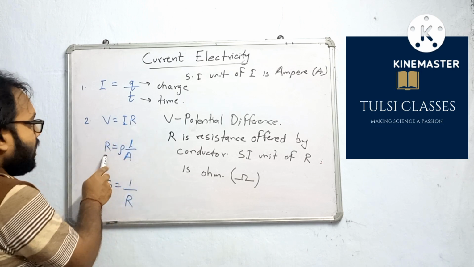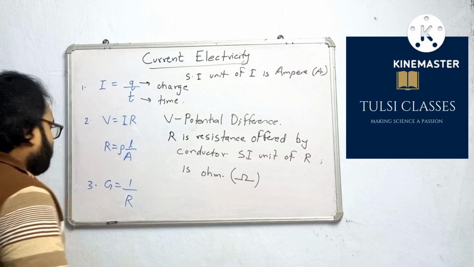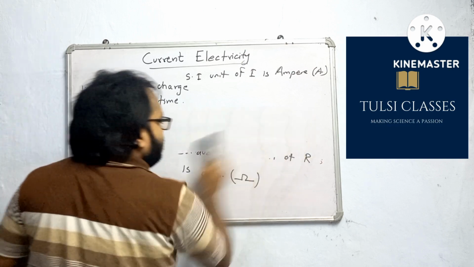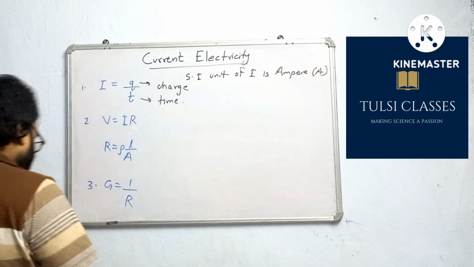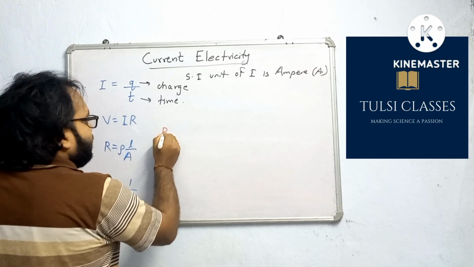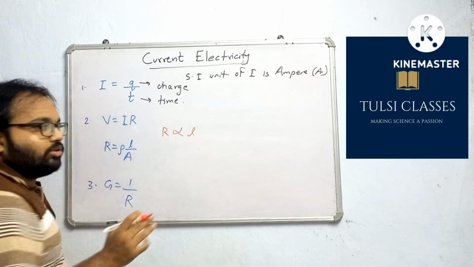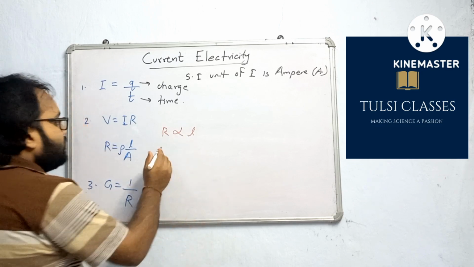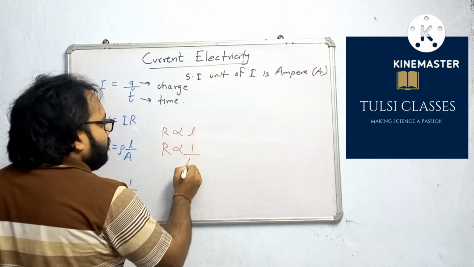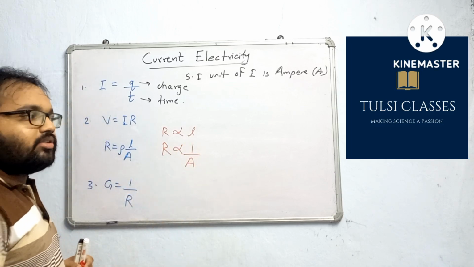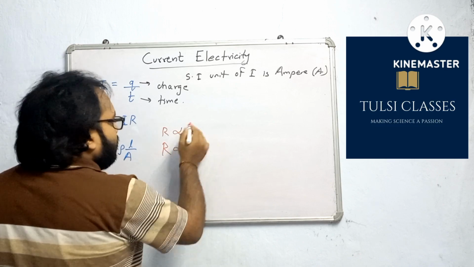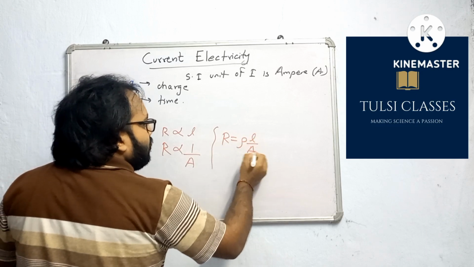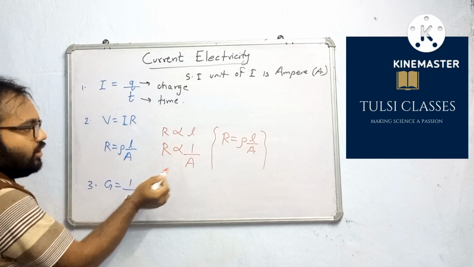Oh, okay, one more thing is there. R resistance is equal to rho L by A. Resistance of a conductor is directly proportional to its length. If the conductor is a long wire, then resistance offered by it will increase. Resistance is inversely proportional to area. If area of the conductor increases, resistance offered will decrease. And combining these two, we get R is equal to rho L by A.